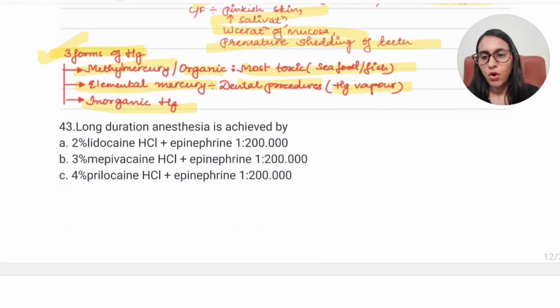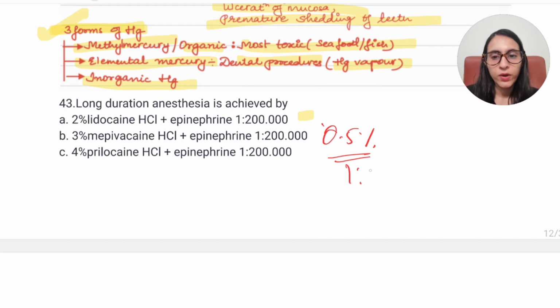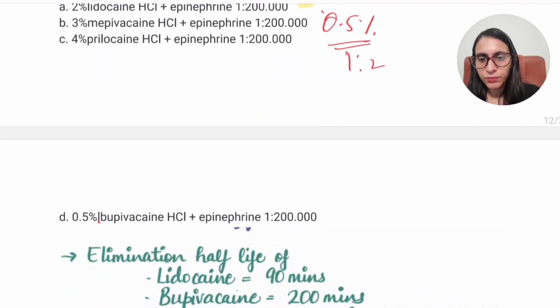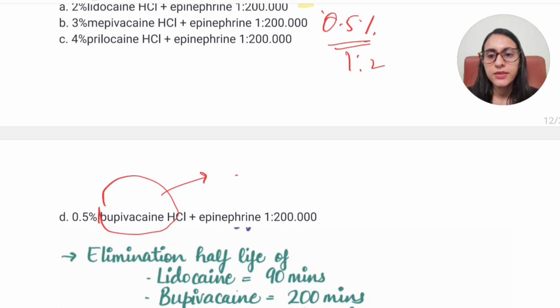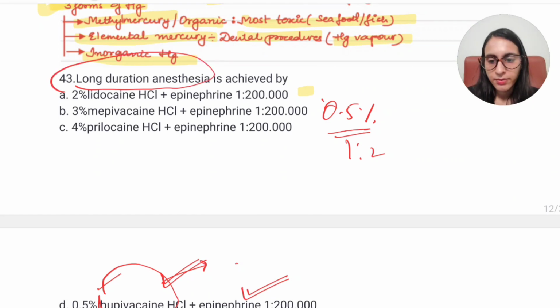Next question: long duration anesthesia can be achieved by 0.5% bupivacaine with epinephrine 1:2 lakh. Bupivacaine HCl is known for its extended duration of action, making it suitable for prolonged pain relief in various procedures. Bupivacaine is a long-acting local anesthetic. So when it is combined with epinephrine, we can use it for the longest duration of anesthesia.